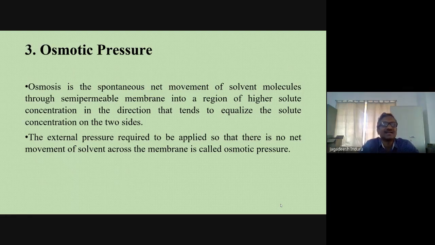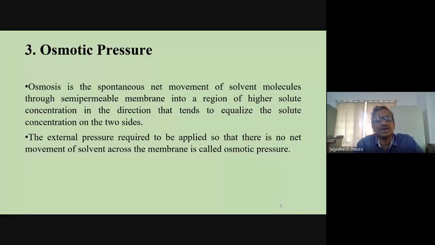So in this case, osmosis is a spontaneous net movement of solvent molecules through a semi-permeable membrane into the region of high concentration, in the direction that tends to equalize the solution concentration on both sides. It means the solvent moves from the low concentration towards the higher concentration to equilibrate to the same concentration level. This is what we are seeing. So in that phenomenon, what will happen? The solvent tends to dilute your higher concentration region. It keeps on moving, so in the direction of higher concentration, you are going to have an inflow of solvent.